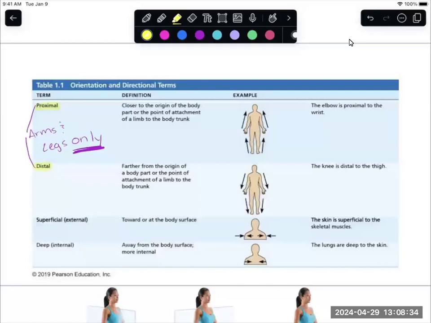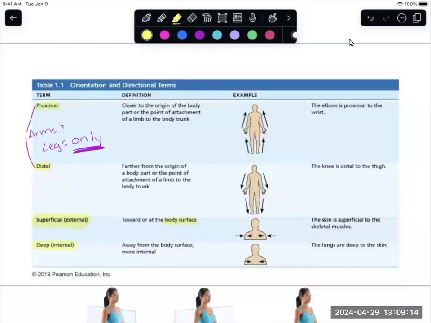And then we have superficial or external. We may hear external different places throughout this semester. Superficial just means it's closer to that body surface. So the skin is superficial to the skeletal muscles. The skeletal muscles are superficial to the bones. Your rib cage is superficial to your heart and lungs because those lie underneath your ribs.